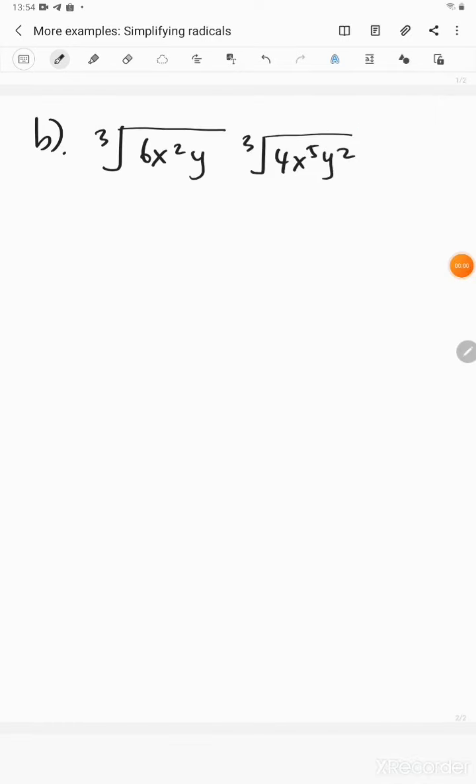Okay, this is question B. Cube root of 6x square y cube and multiply by cube root of 4x power 5 y power 2. Okay, how can we solve this? We can just multiply directly the radicals for these two cube root because we now have the same root, right? So, cube root of 6 multiplied by 4, we get 24. And x power of 7 and y power of 3.